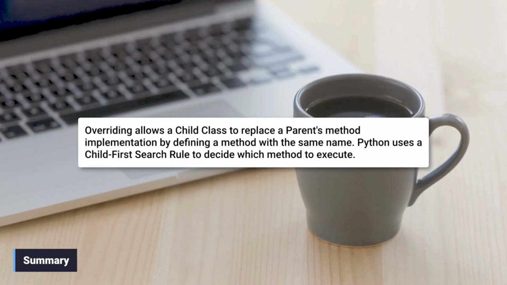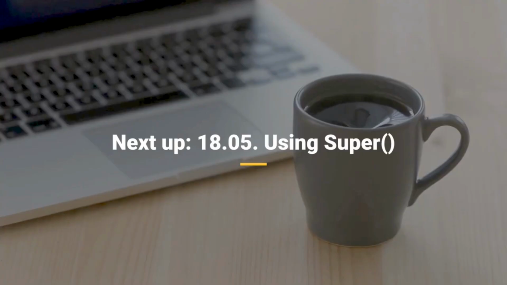To summarize, overriding allows specialization while keeping the inheritance structure. The super keyword is used to access methods of the immediate parent class, and may be used to call the parent's constructor.